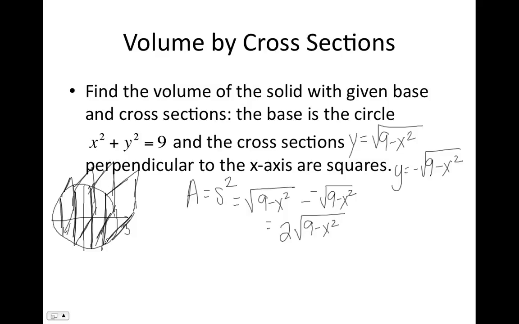I'm hoping we can see that here. It's doubled up because I have the upper half of the circle and I have the lower half of the circle. Okay, and so there's no pi here because we're talking squares. The volume is going to be the integral from x equals -3 to x equals 3 of that side length, 2 square root of 9 minus x squared, squared, dx. All right, so those are just two examples I wanted to give you.